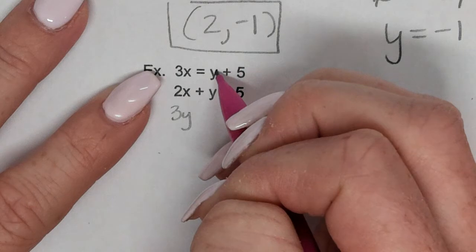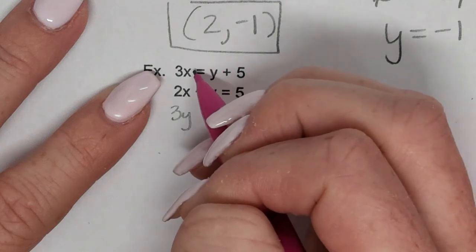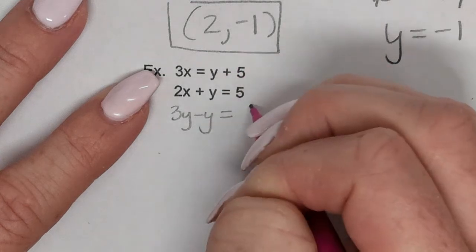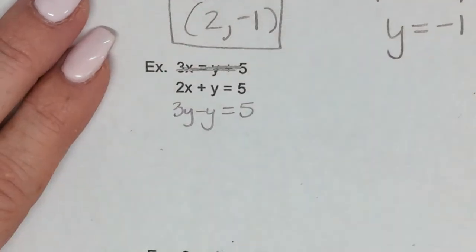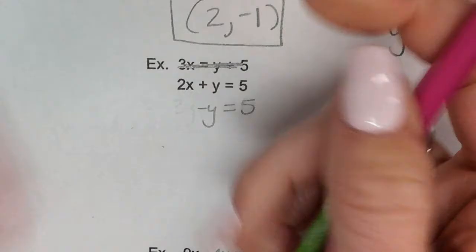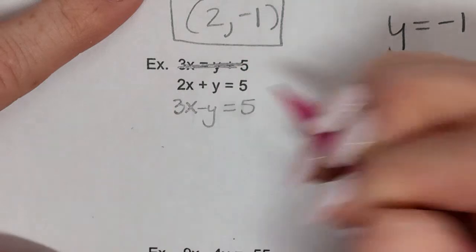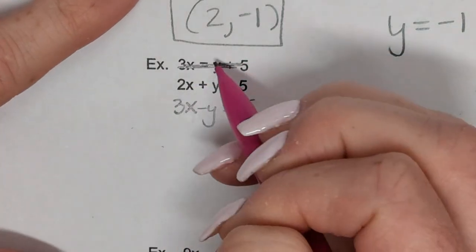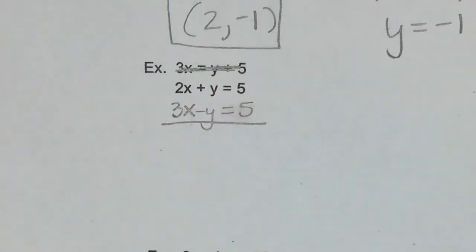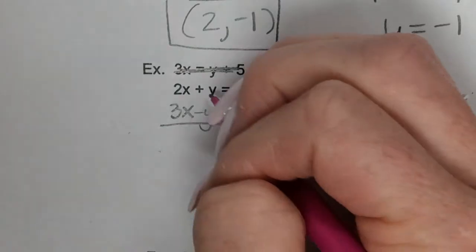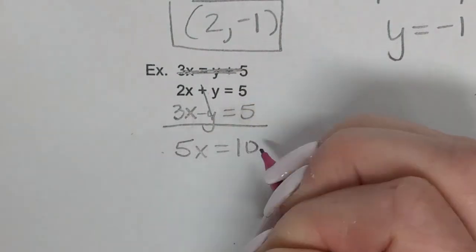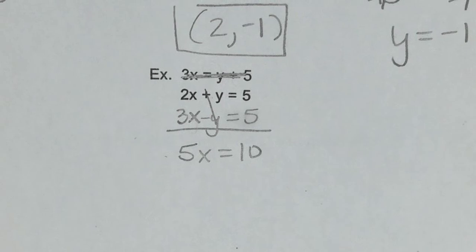How would I move this y to the left side of the equal sign? Minus y equals, and that 5 is going to stay what? Positive. So I'm just going to mark that out because I don't need it anymore. Oops, thank you. I meant to put x, sorry. So that 3x stayed 3x. I subtracted the y to bring it over. All right, what's going to cancel out? The y's. So I have 5x equals 10, because you're adding 5 plus 5 equals 10.